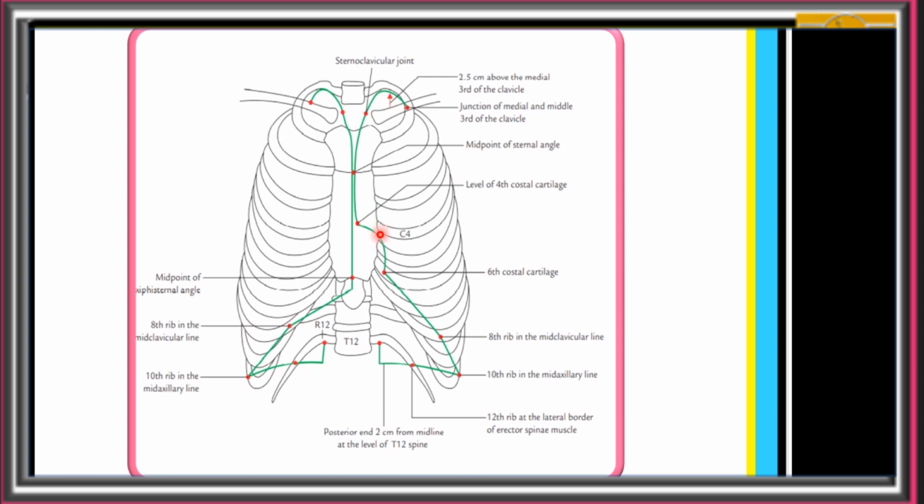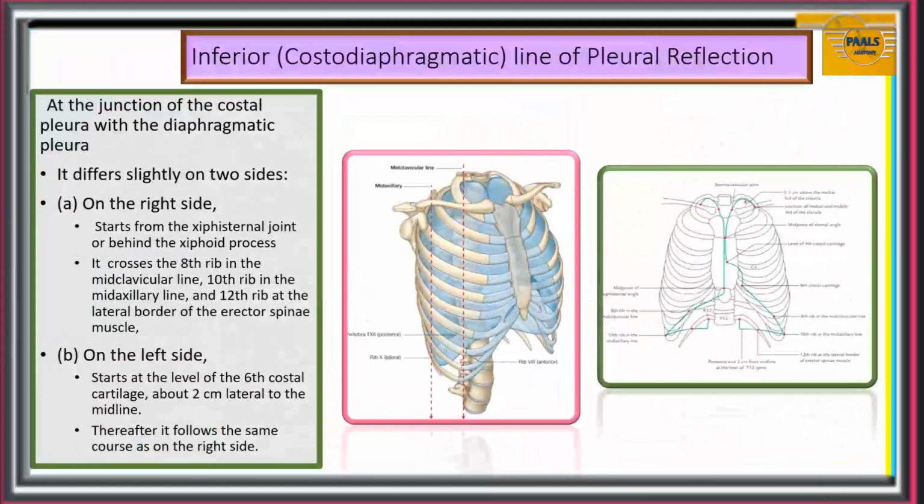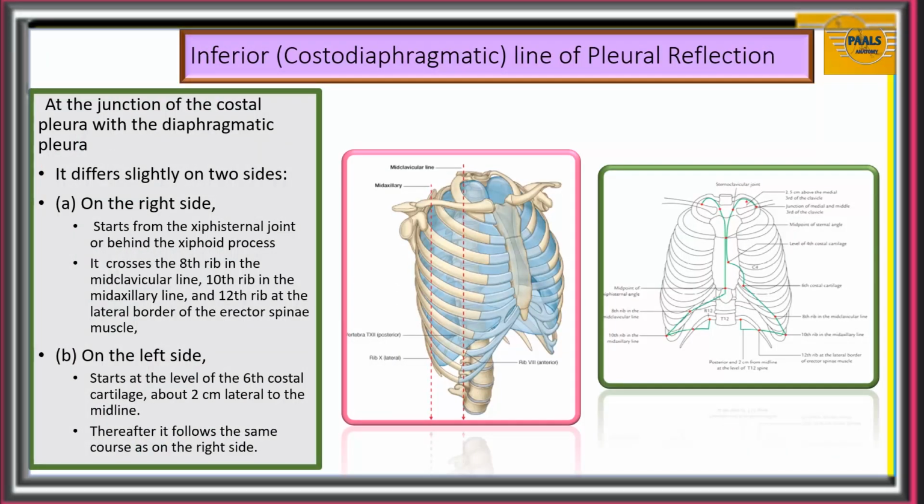From this point, it will continue on its downward course and run as low as the 6th costal cartilage. Now, with this lateral deviation of the pleura on the left, there is a part of the pericardium that is left uncovered, and this part will be directly in contact with the anterior chest wall. This uncovered area is called the bare area of the heart. That is this area.